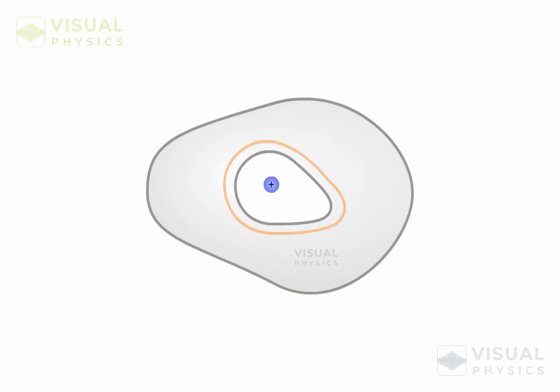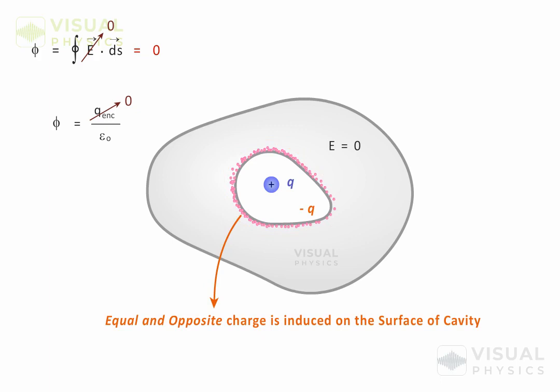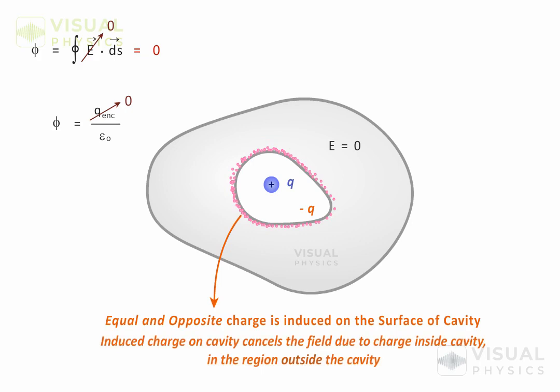If we consider a Gaussian surface like this, then as the field in the body of the conductor has to be zero, the flux through the surface will be zero, and thus the net charge enclosed by this surface should be zero. This implies that an equal and opposite charge should be induced on the surface of the cavity. This induced charge balances the field created by this charge, so that the net field in the body of the conductor is zero.